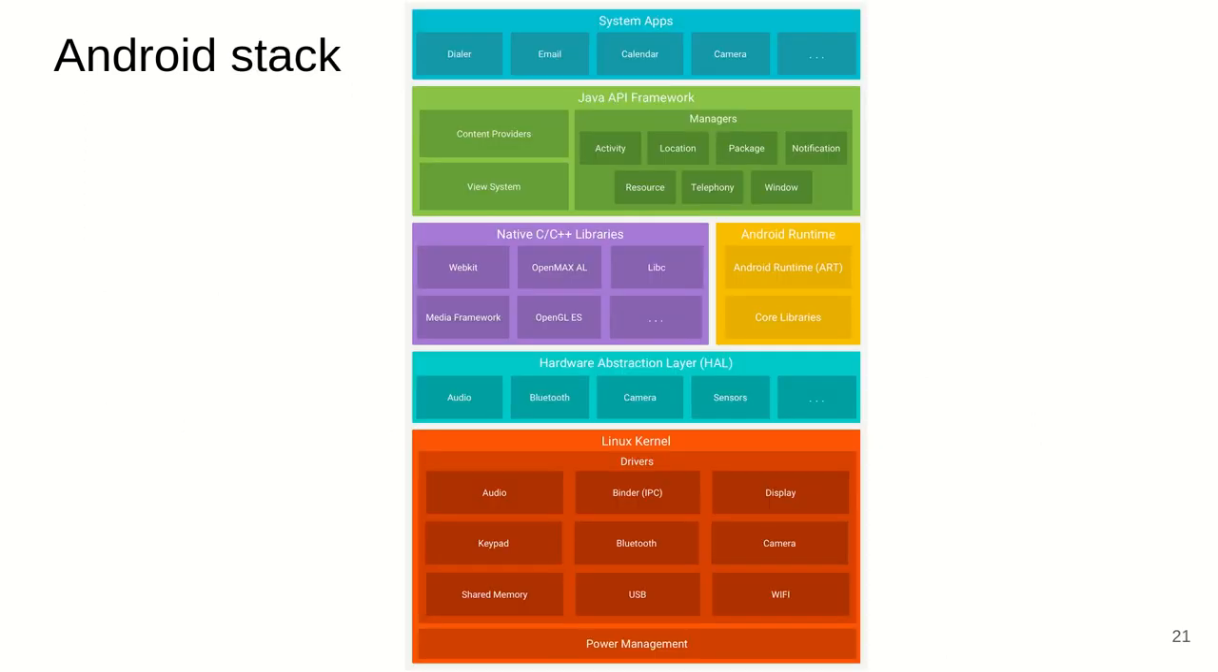The Android stack is rather complex, so it consists of several layers and changes different aspects throughout these different layers. So there are changes to the Linux kernel, the hardware abstraction layers, the available libraries, the Java API framework, and the different kinds of system apps.